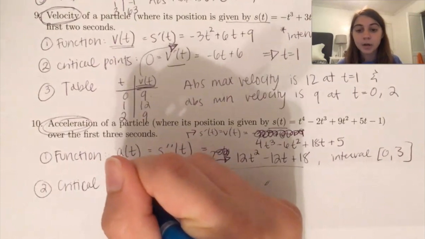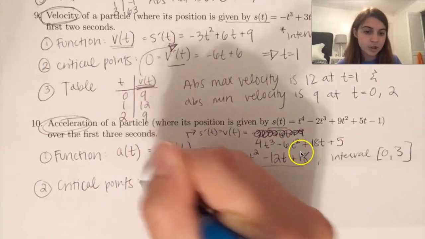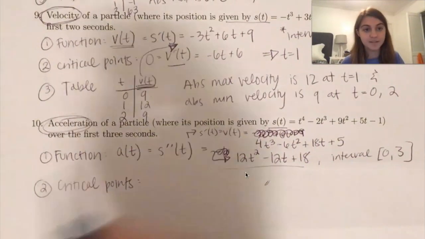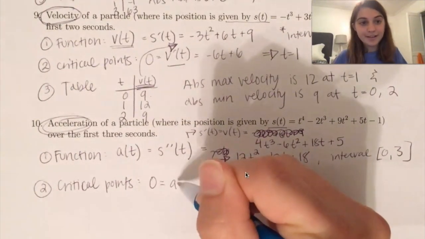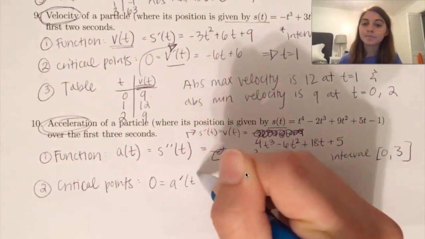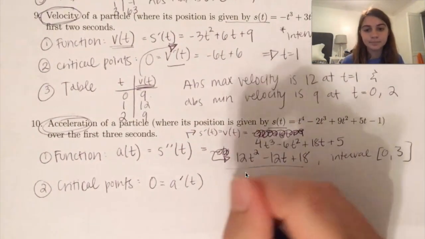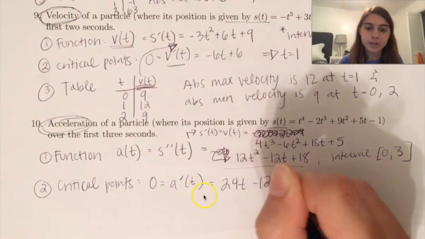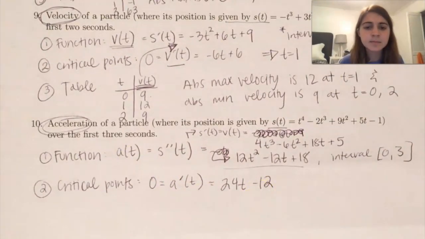So now we find the critical points of this acceleration function, which means now we're going to do a prime of t. So this is now the third derivative you will have taken for this problem. So we're taking the derivative of acceleration, which is what we just located.